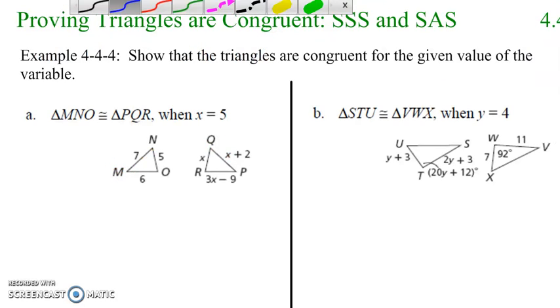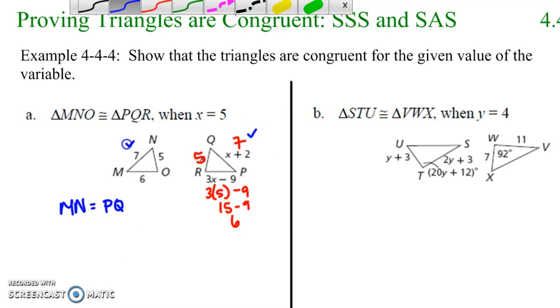Our next example looks like it wants us to show the triangles are congruent with x being 5. So this would make this 5, this would make this 7, and 3 times 5 minus 9 is 15 minus 9, which would make that 6. So we can show that MN is equal to PQ.